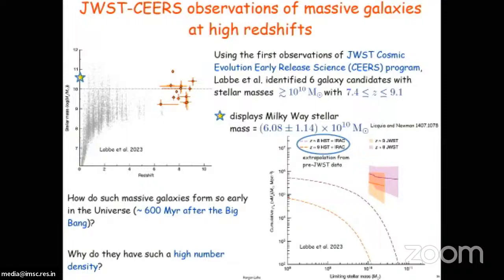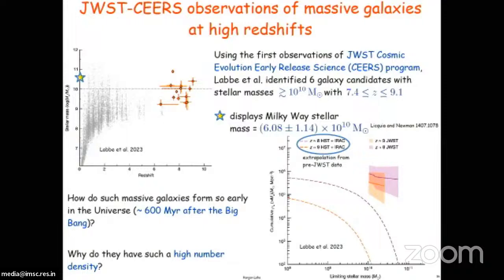Why? The Milky Way is this. The Milky Way stellar mass is 6 times 10^10 solar masses, with an error bar of ±1. These galaxies, which are at redshift 10, say roughly 7, 8, 9, are as heavy as the Milky Way. This is something we did not expect at all.